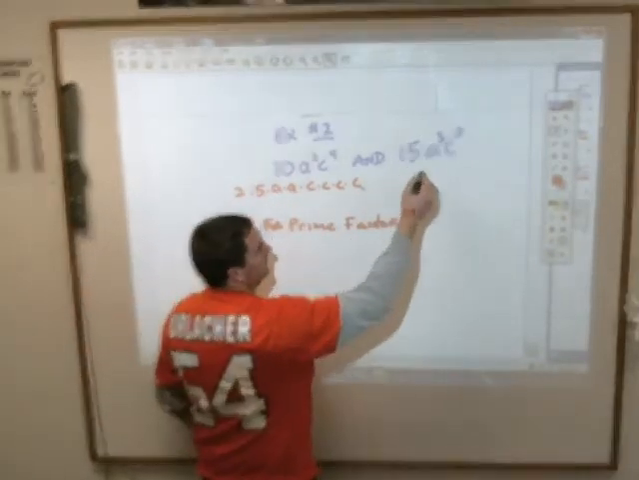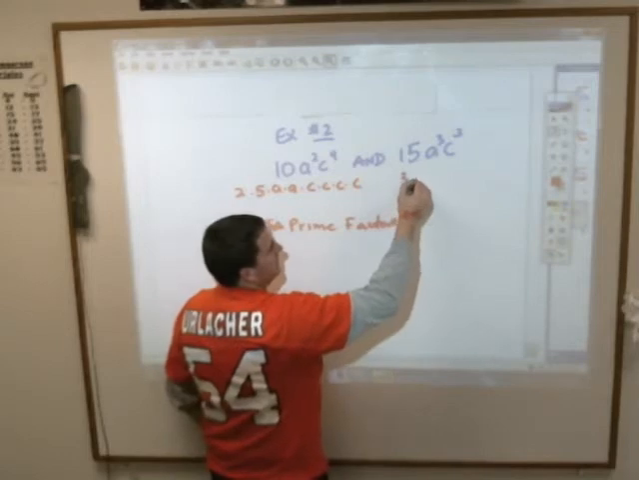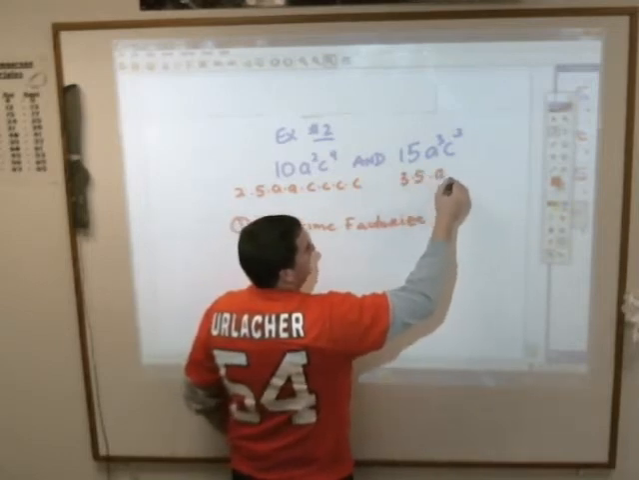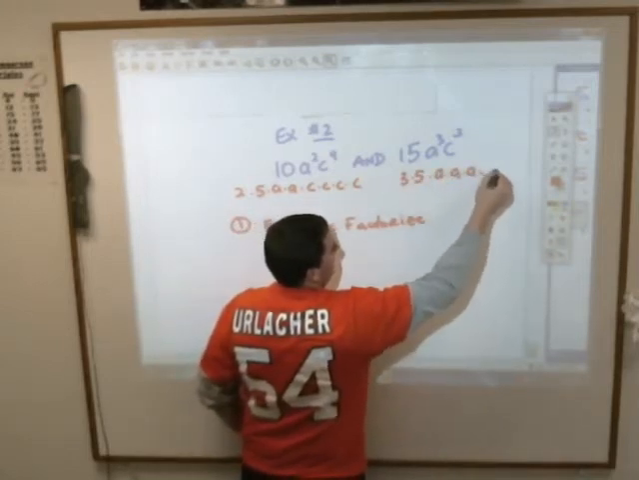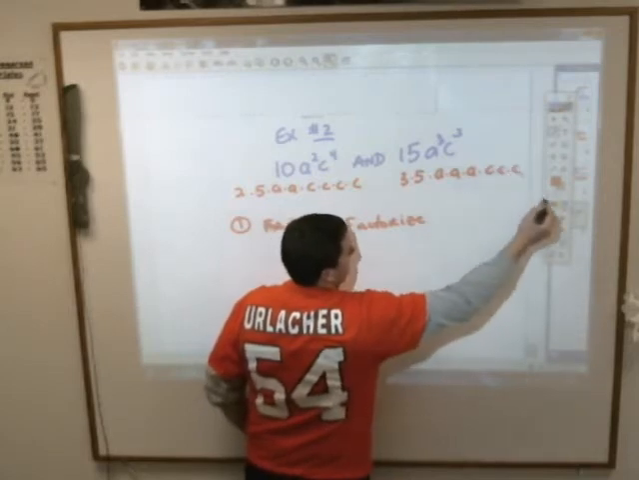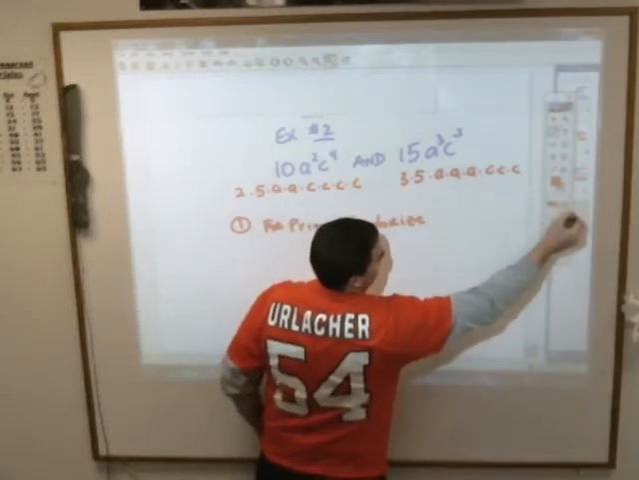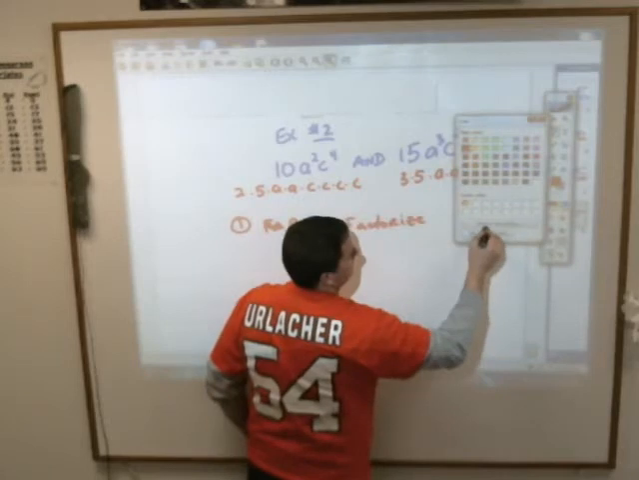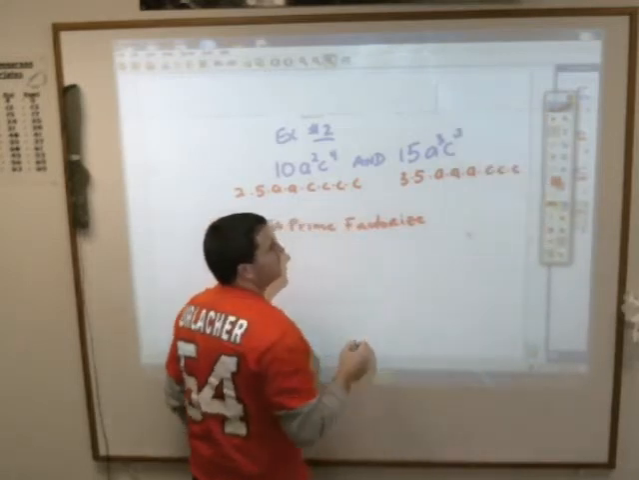Prime factorizing 15a cubed c cubed is 3 times 5 times a times a times a times c times c times c. Stop me there if you didn't catch that. The old whoa, slow down there. That doesn't make any sense.